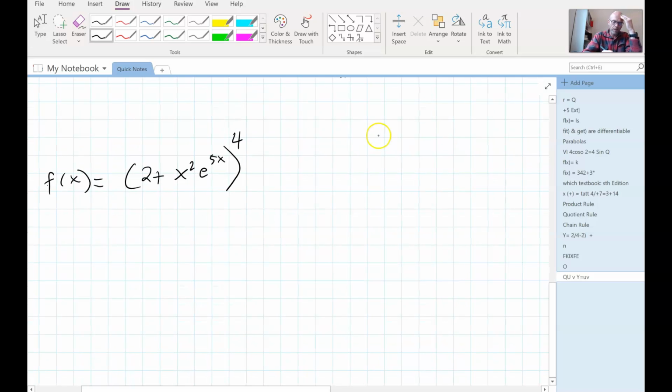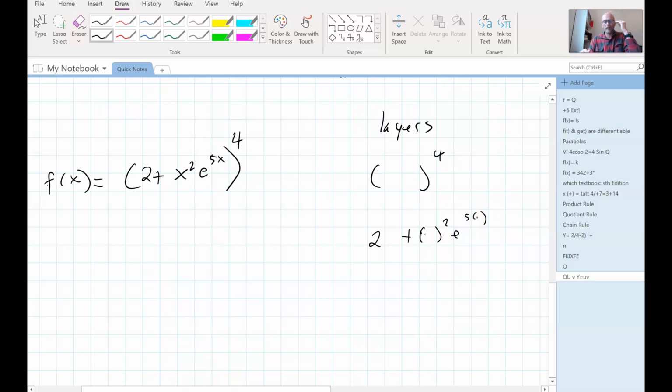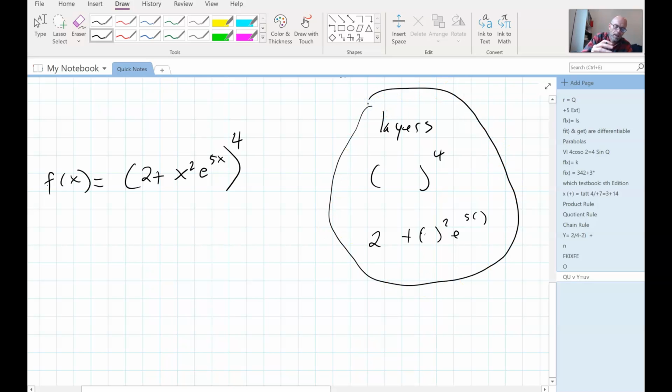So I'm going to start over here and write my layers down. What are the layers? The outside layer is to the 4th. Now the inside layer is 2 plus something squared times e to the 5 something, right? So that's a complicated layer that we're going to have to deal with. So that kind of ends this original setup.